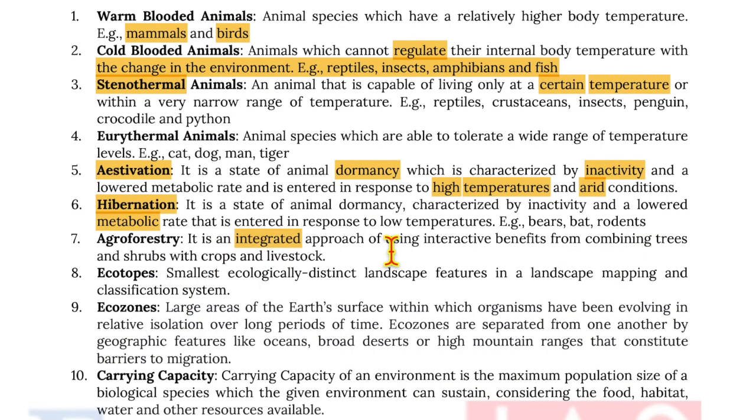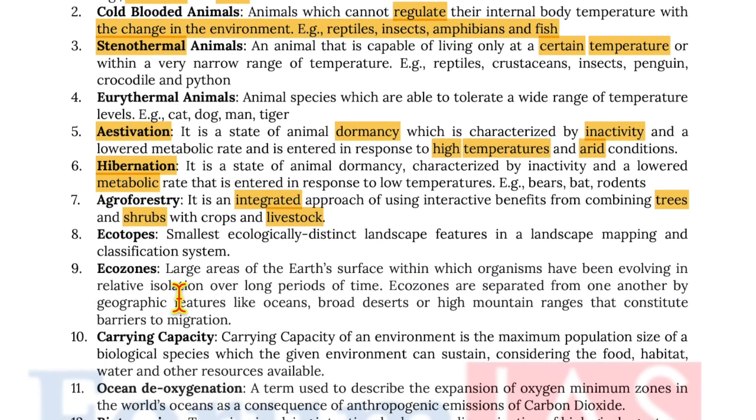Agroforestry is an integrated approach of interactive benefits from combining trees and shrubs with crops and livestock. Ecotopes: the smallest ecologically distinct landscape features in a landscape mapping and classification system.